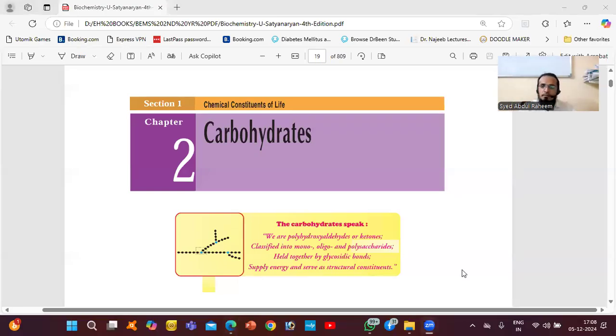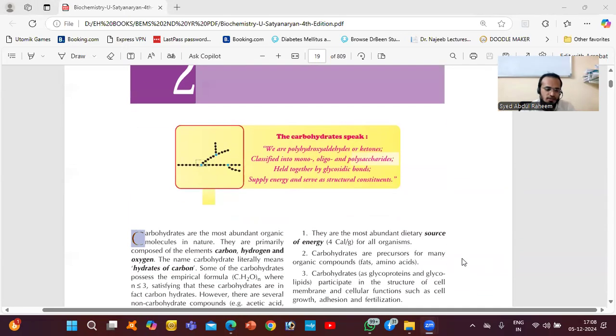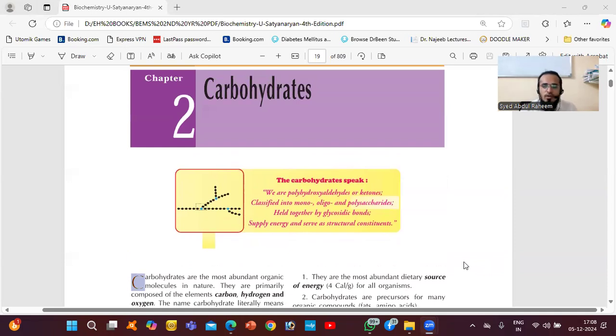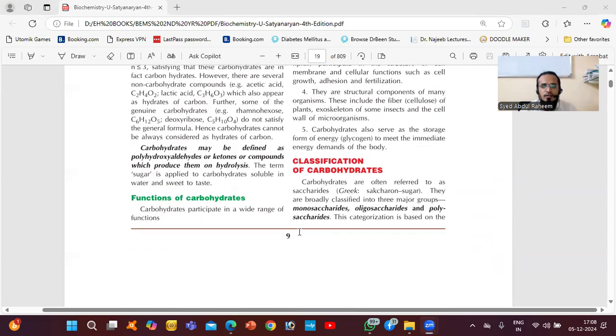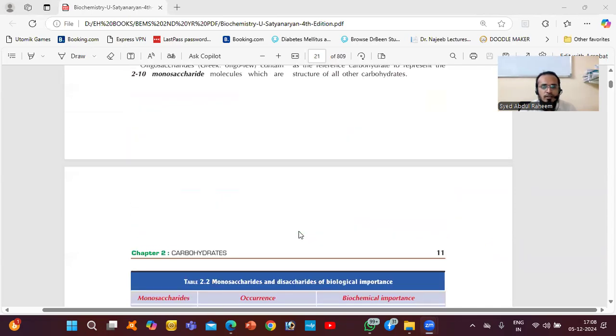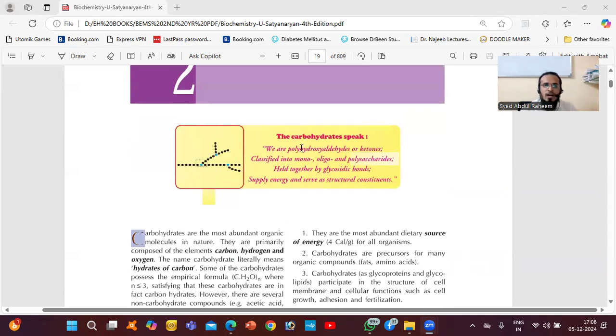So we are studying biochemistry. We completed the basic things related to biochemistry. Today we are going to talk about carbohydrates. Very important class from here onwards. Okay, so the basics of biochemistry start with carbohydrates.